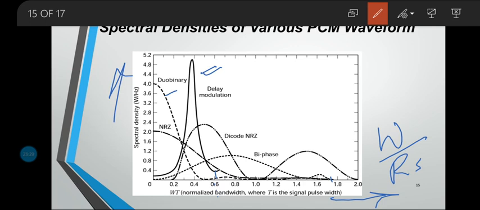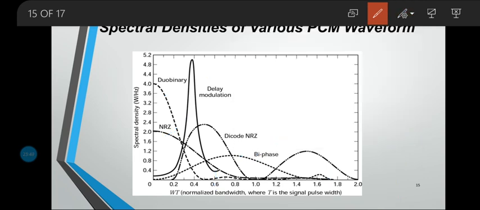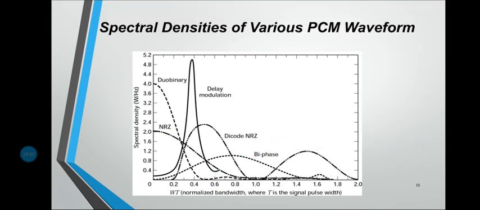So that is what we are trying to represent here with the spectral density. Biphase energy is less when compared to that of NRZ and duo binary. So that's how we keep on tracking each and every characteristic of the PCM waveform with the help of the spectral densities being plotted here.